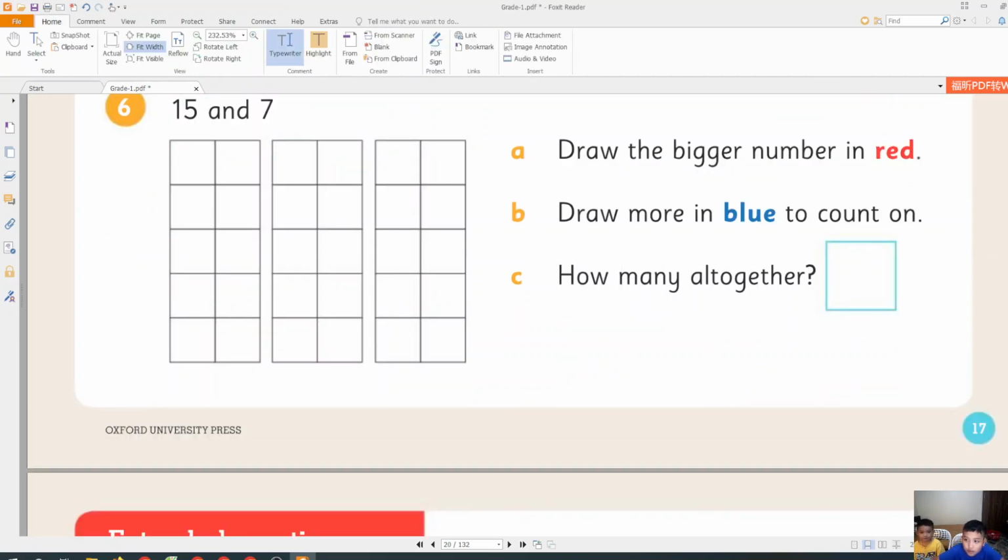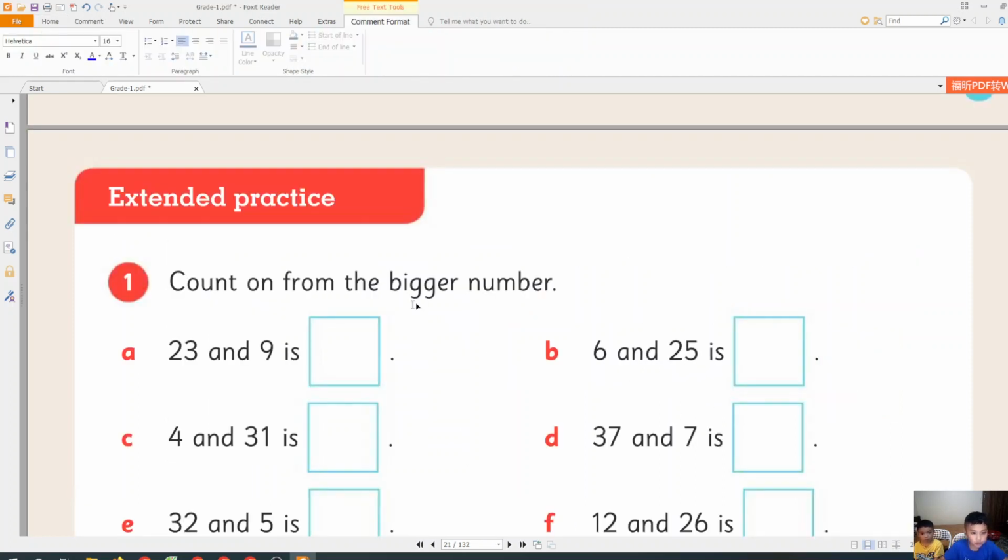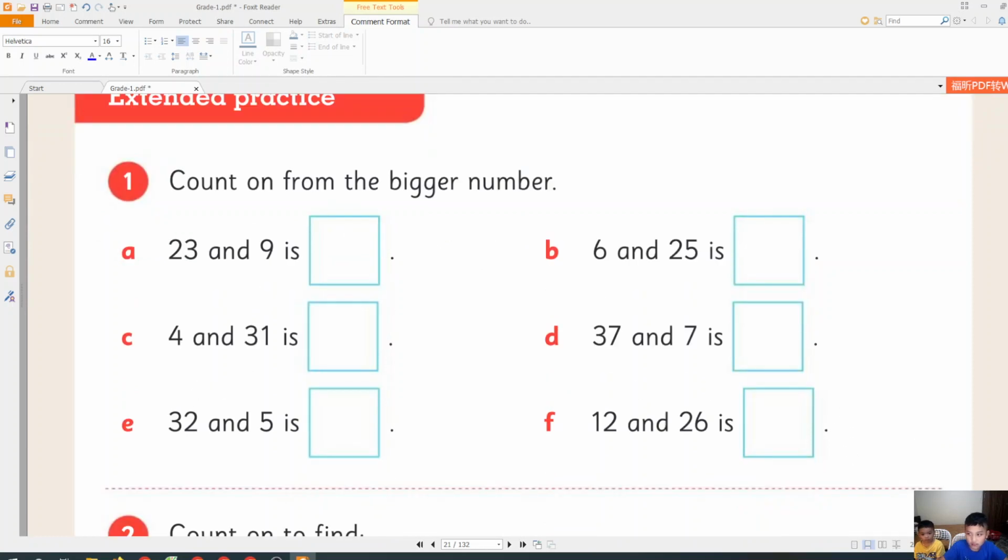And now we go to the next, exercise 5. You will draw the bigger number, 15, in the color red. And you will draw the smaller number, 7, in color blue. And how many will it be altogether? You will put it here. And go to the next exercise.